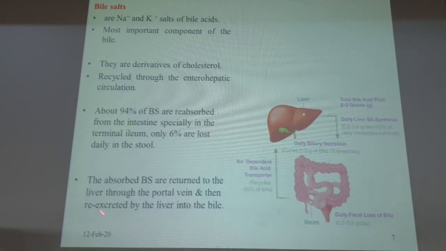And of course, the reabsorbed part will be re-excreted with bile. Daily, we have a loss of about 0.2 to 0.6 gram in the feces. Again, how much do we lose? We need so much of bile salts to be formed, so much of cholesterol, because bile salts are made from cholesterol.